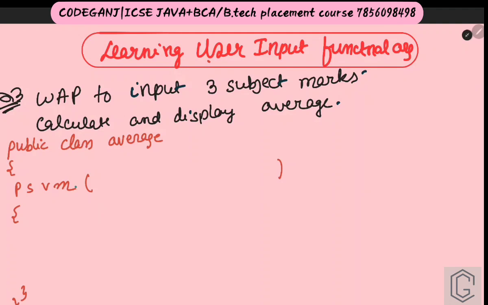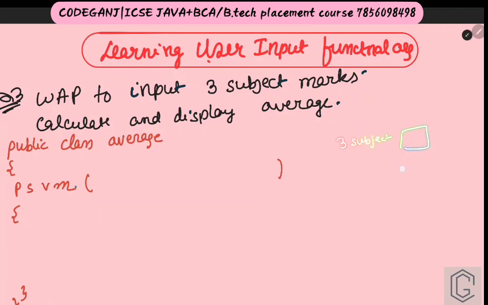So now the question is asking us to write a program to input three subject marks and calculate and display the average. Good. So let us assume that the marks will all be integers. It can be in decimal also, someone can also get 60.5, but we are not concerned with that. Let us take it as integers, right? So how many marks do we have to take? We have to take three subject marks.